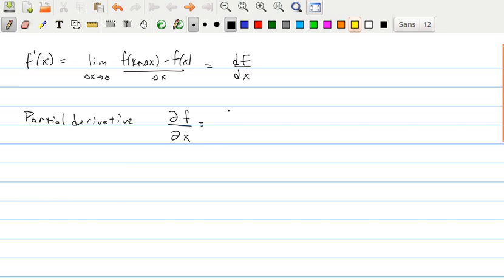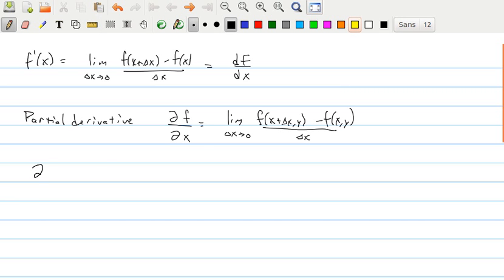And this is defined to be the limit as delta x goes to 0 of f of x plus delta x, y, minus f of x y, over delta x. So it treats the y in this case as a constant. It doesn't change the y at all. It just does the derivative with respect to x.